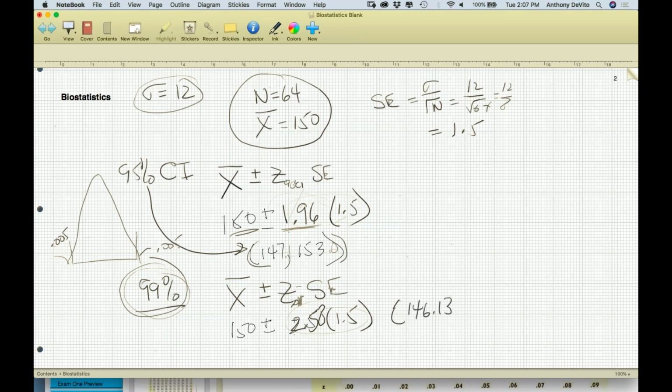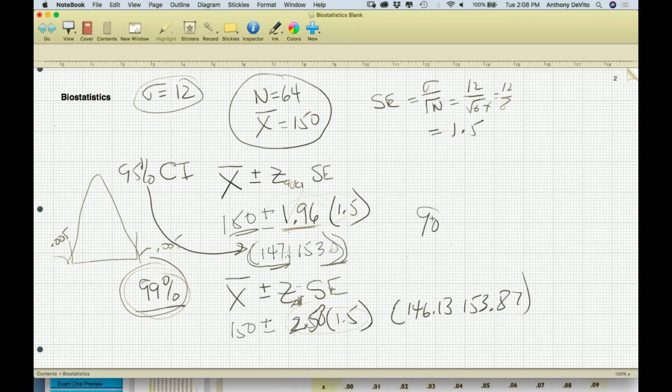146.13 and 150 plus, what was it again? 3.58? 153. Yeah, I forget what it was now. 0.87? Okay. Right. And that's going to be my confidence interval. Notice it's wider than my 95% confidence interval.